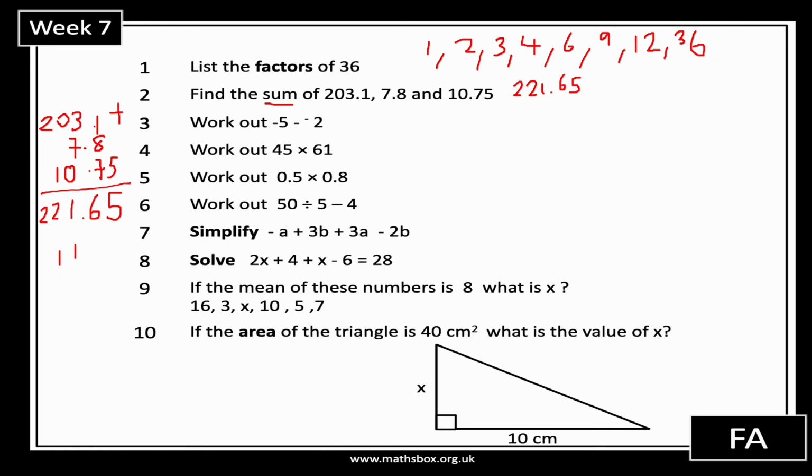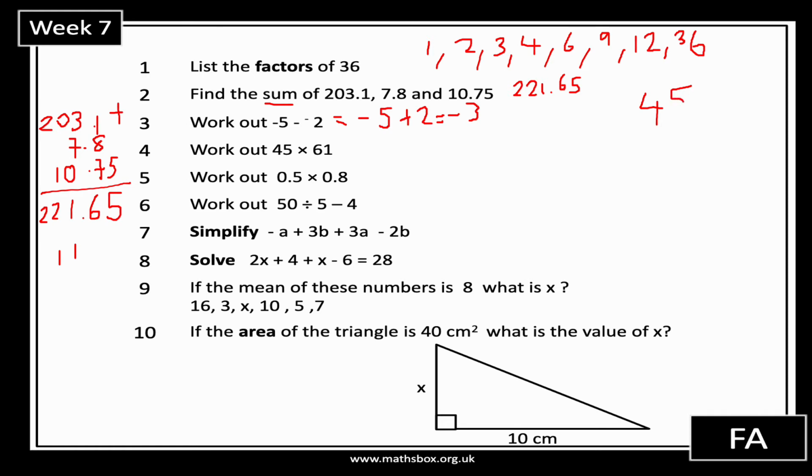This is question number 3. Work out -5 subtract -2. So a minus and a minus goes to a plus. So -5 plus 2 is equal to -3. Okay, this is question number 4.